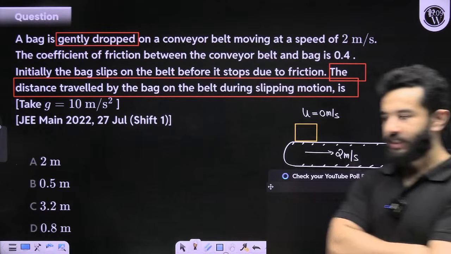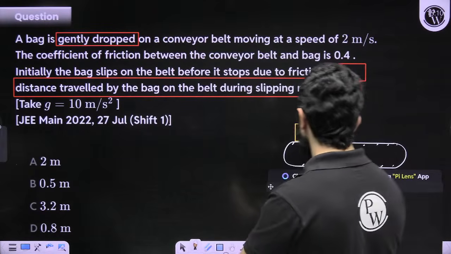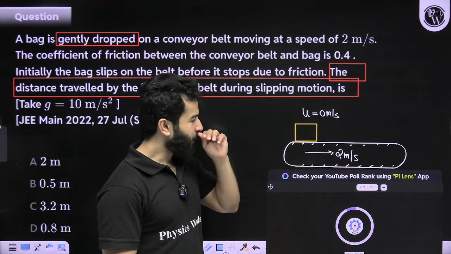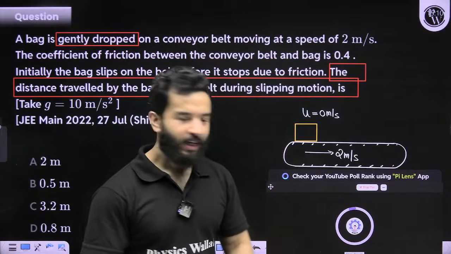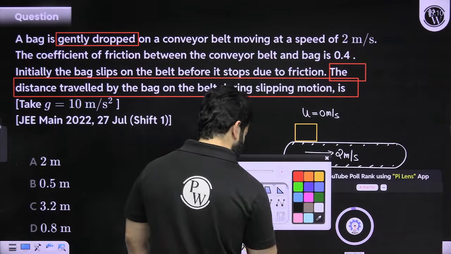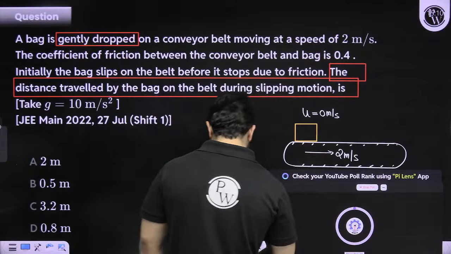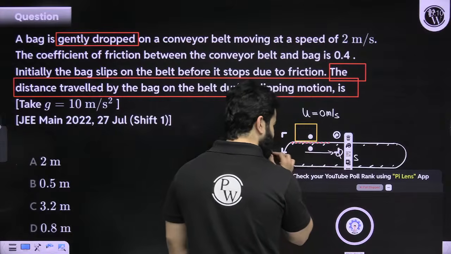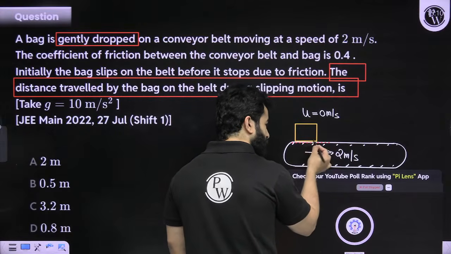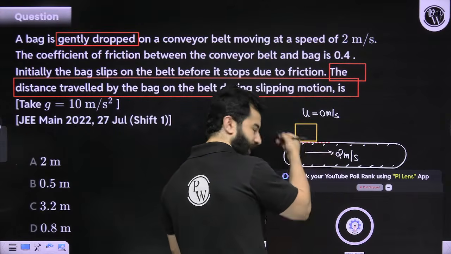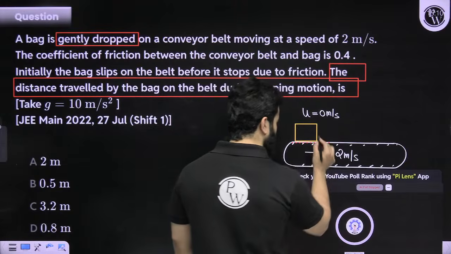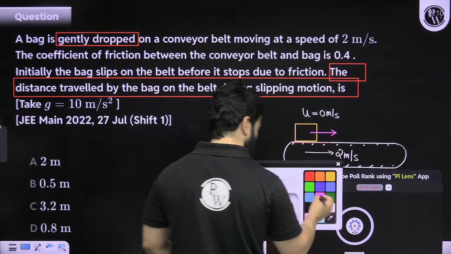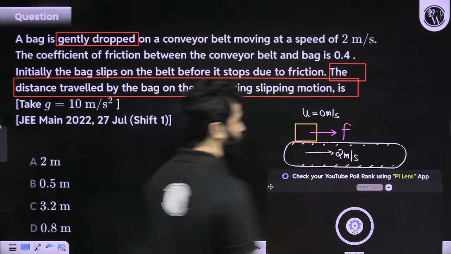See, what do you mean by slipping? Slipping basically means that you have kept this block on the surface. Now friction force is acting on it. This surface is moving in the forward direction. That means with respect to this surface, this block is moving in the backward direction, which means that friction force on this block will act in the forward direction.